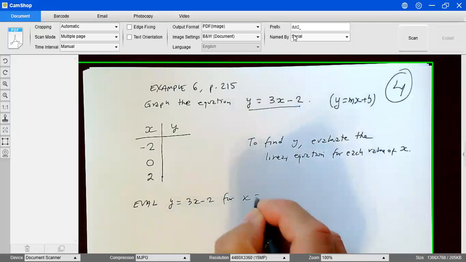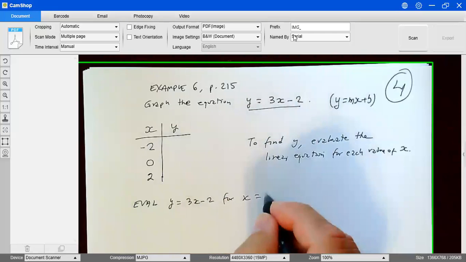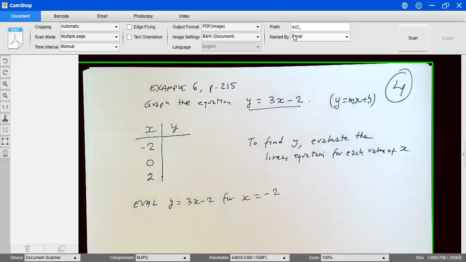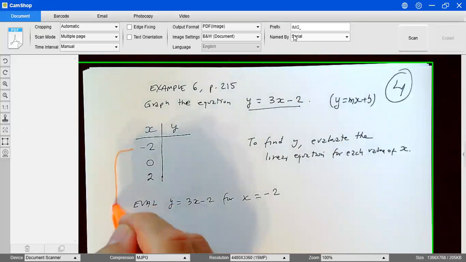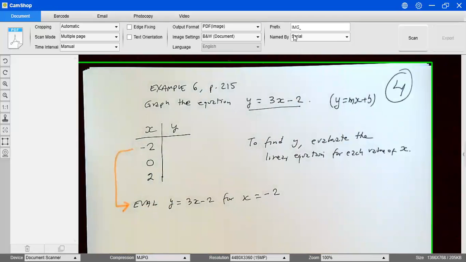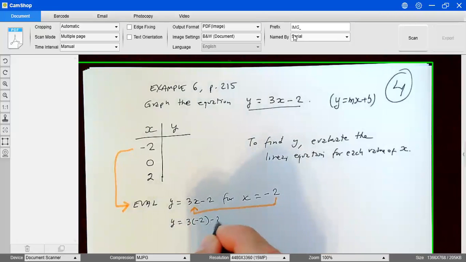For x equals, I'm going to pick the first value. X equals -2. So I'm doing the evaluation for this x. So how do you do the evaluation? The same way that we have been doing that so far. We're gonna replace x with -2. So we have y equals 3 times -2 minus 2. So you have y equals 3 times -2, positive times negative is going to be negative. 3 times 2 is going to be -6.